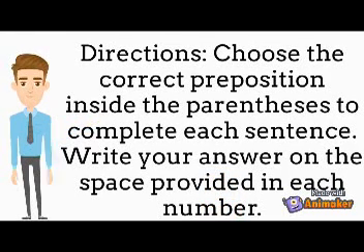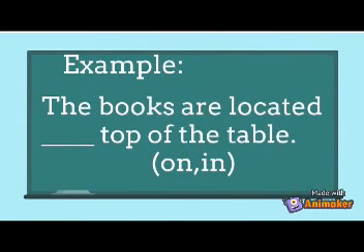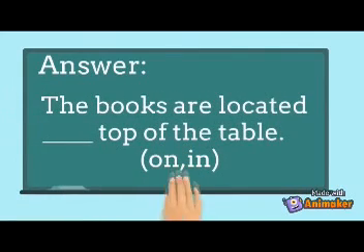Directions. Choose the correct preposition inside the parentheses to complete each sentence. Write your answer on the space provided in each number. Example. The books are located blank top of the table. Answer. The books are located on top of the table.